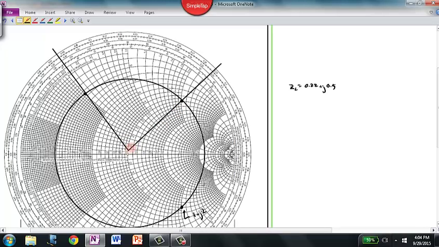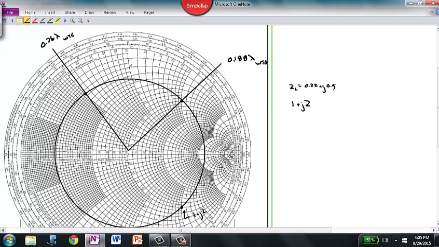The first line that I drew here is for the point 1 plus j2, and what we'll see is that we come up here and we look at the wavelengths towards the generator scale, and we see that it intersects at 0.188 lambda. For the line that extends from the center of the Smith chart out here, we'll see that it intersects at 0.076 lambda. And those are both on the wavelengths toward the generator scale.